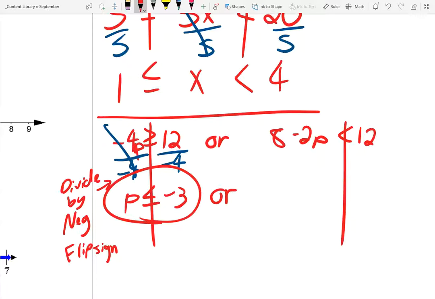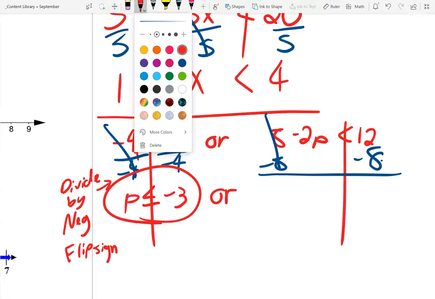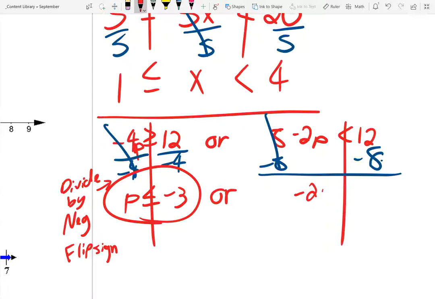So next part, we have 2 steps. The first thing, we need to get rid of 8. Since it's a positive 8, we get rid of it by subtracting 8, right? Because 8 minus 8 would be 0. So we're going to need to subtract 8 on the other side as well. This leaves you with a negative 2p is less than 12 minus 8. 12 minus 8 is 4.